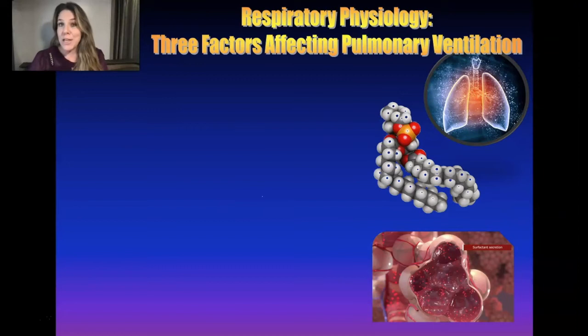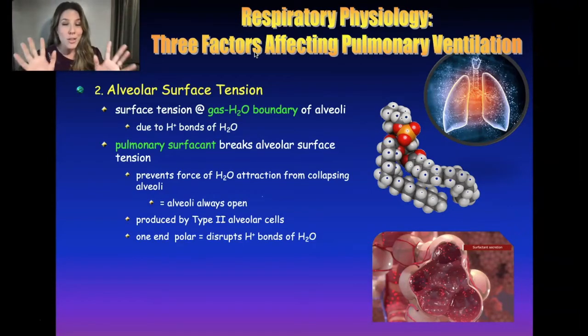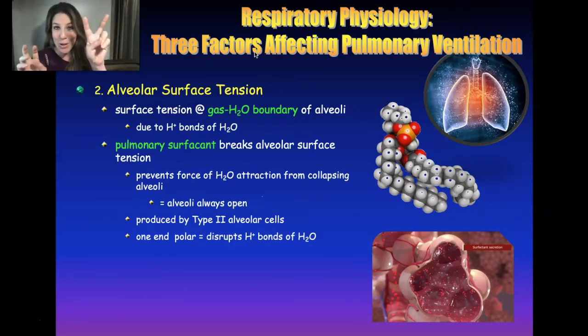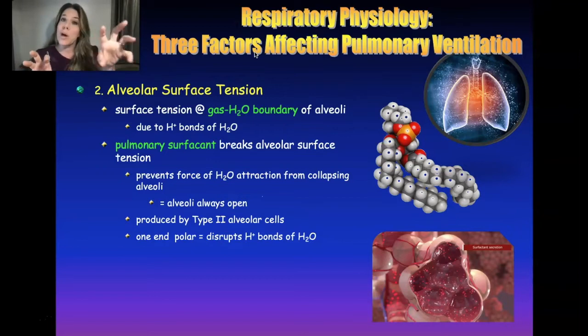So the first factor was airway resistance. Another factor affecting pulmonary ventilation is alveolar surface tension. So recall the structure of water molecules. Remember, water molecules look like Mickey Mouse, right? They have two hydrogen ears and an oxygen face. And recall that the hydrogen atoms on the ears maintain a partial positive charge, whereas the oxygen maintains a partial negative charge. This allows one water molecule to stick to another water molecule because of the hydrogen bonds that are formed between one of the hydrogen ears and the oxygen face of the next water molecule.